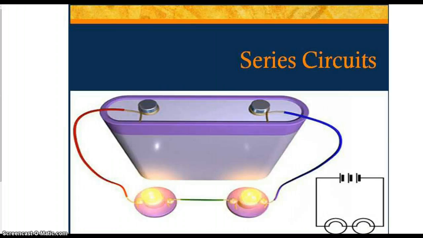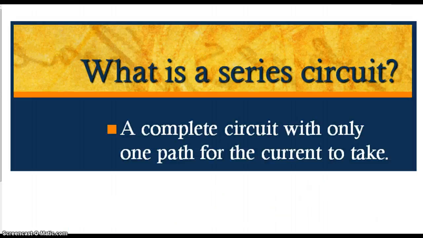A series circuit. What is it? Basically, it is a simple circuit with more than one light bulb in it. Okay, so a series circuit is a complete circuit with only one path for the current to take. There are no other optional roads, other optional wires. There's just one path for the electricity to travel.